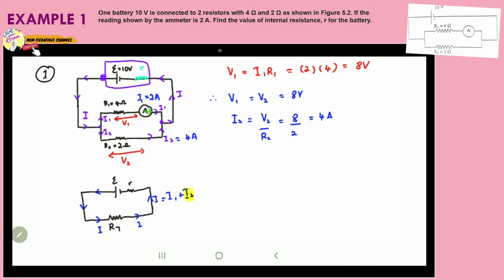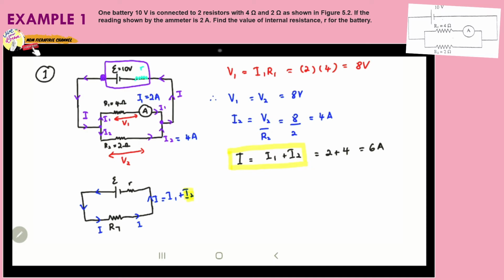Guys, you can see here I1 is 2 ampere and I2 is 4 ampere. When they meet at this junction, they combine, I1 plus I2, and they become I. So I is equal to I1 plus I2, where it's equal to 2 plus 4 is equal to 6 ampere.